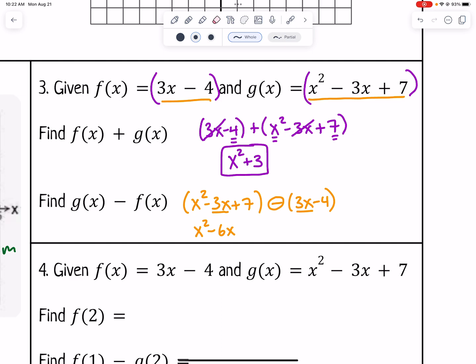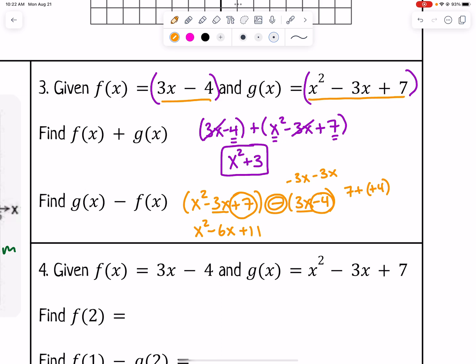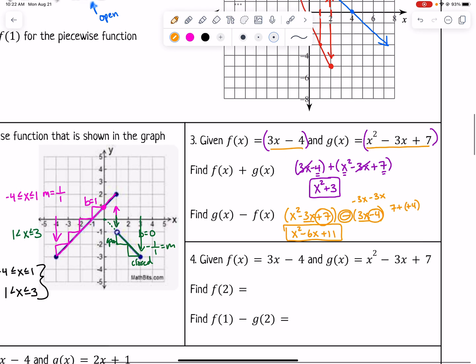Let me write that a little better. It was negative 3x minus 3x. So we don't cancel them, they combine to give us negative 6x. And then we have 7 minus negative 4. 7 minus negative 4 turns into 7 plus 4. And so then that would just be 11. And that is it. Once you combine everything, you're done.